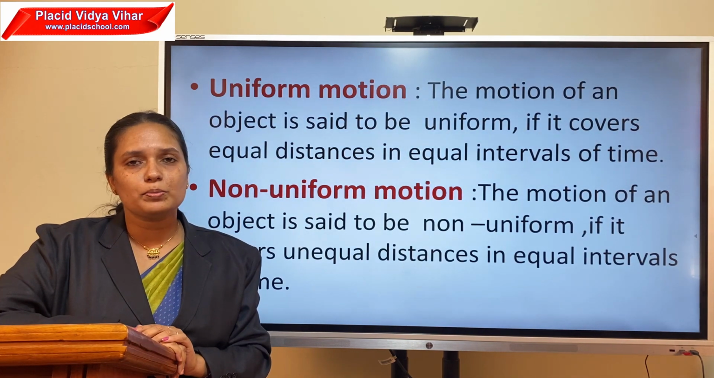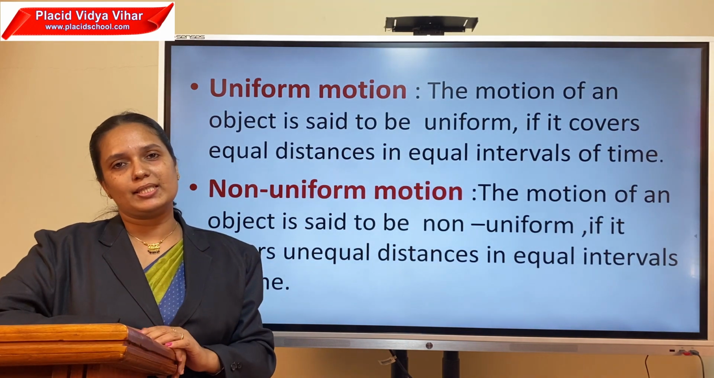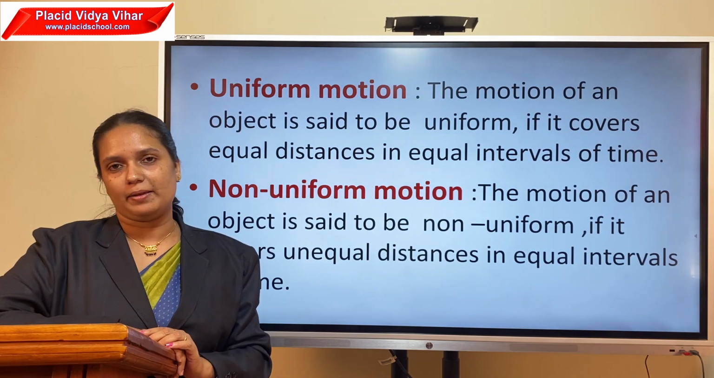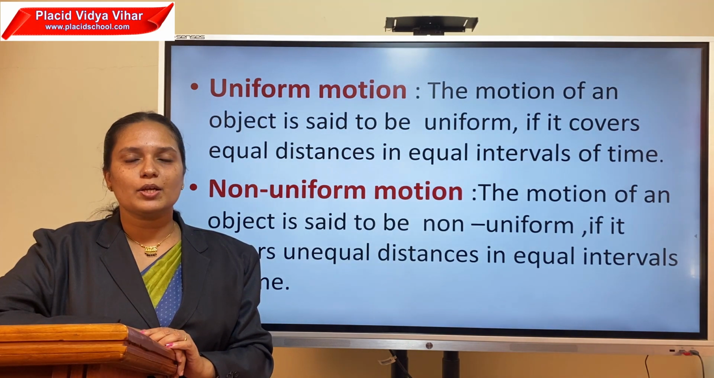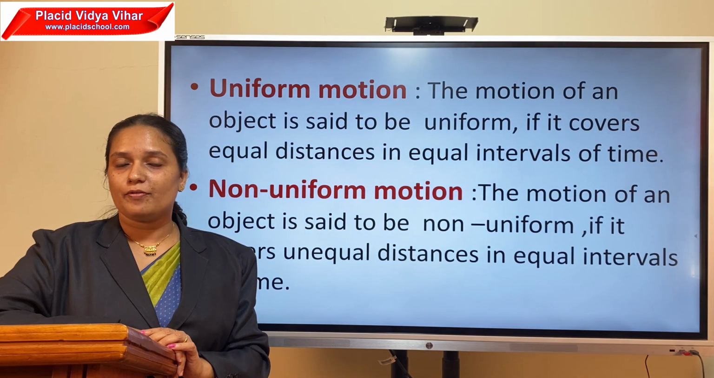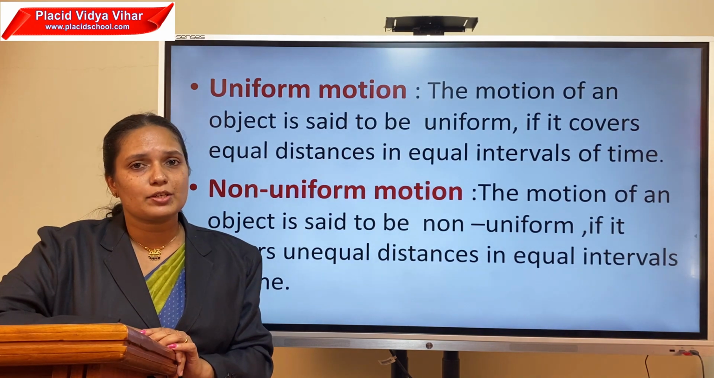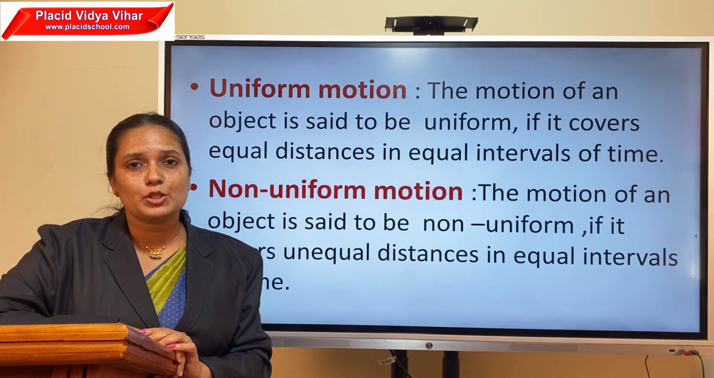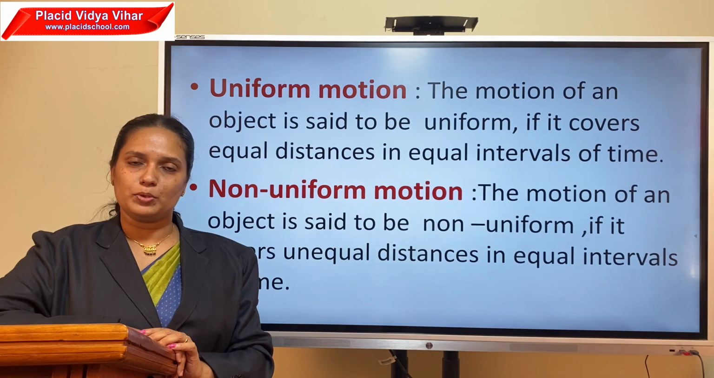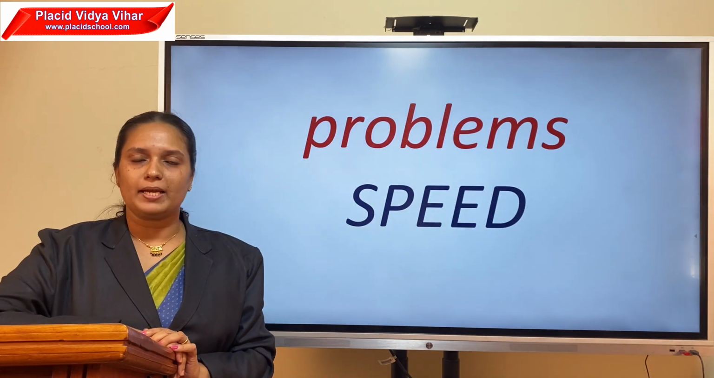Then what is uniform motion? If an object covers equal distances in equal intervals of time, then it is said to be uniform motion. Then what is non-uniform motion? If an object covers unequal distances in equal intervals of time, then it is said to be non-uniform motion. Next we will go through some problems based on speed.